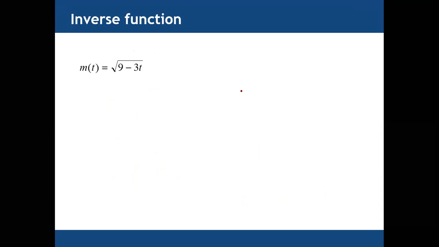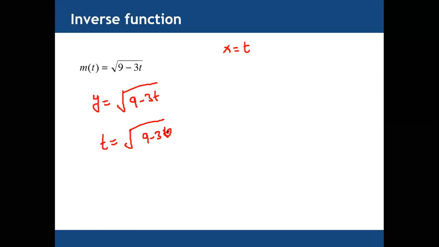We have m of t. Now we have t here, correct? Instead of x, we have t, and the function is the square root of 9 minus 3t. So first step, replace with y. y is equal to the square root of 9 minus 3t. Now x is equal to t. Now replace t with y and y with t. Correct? So we have t here, the square root of 9 minus 3y.